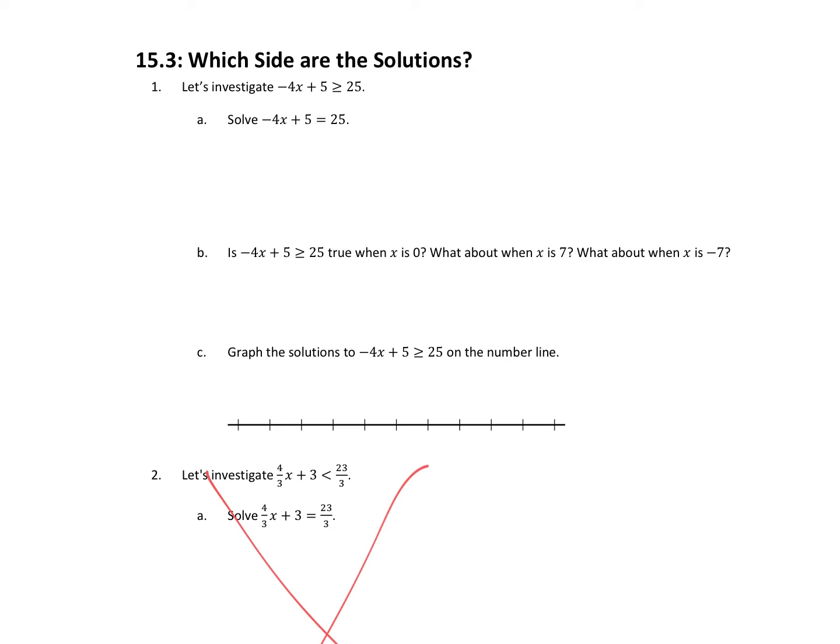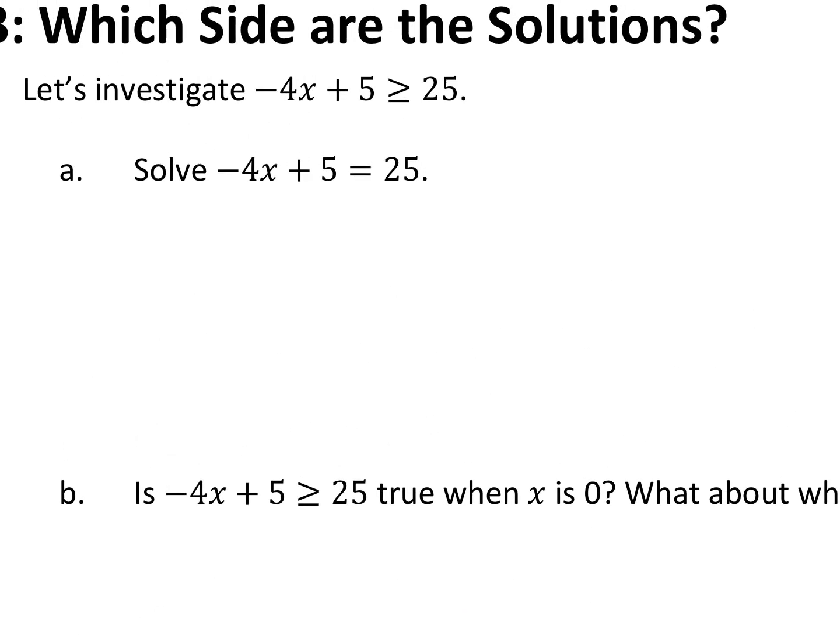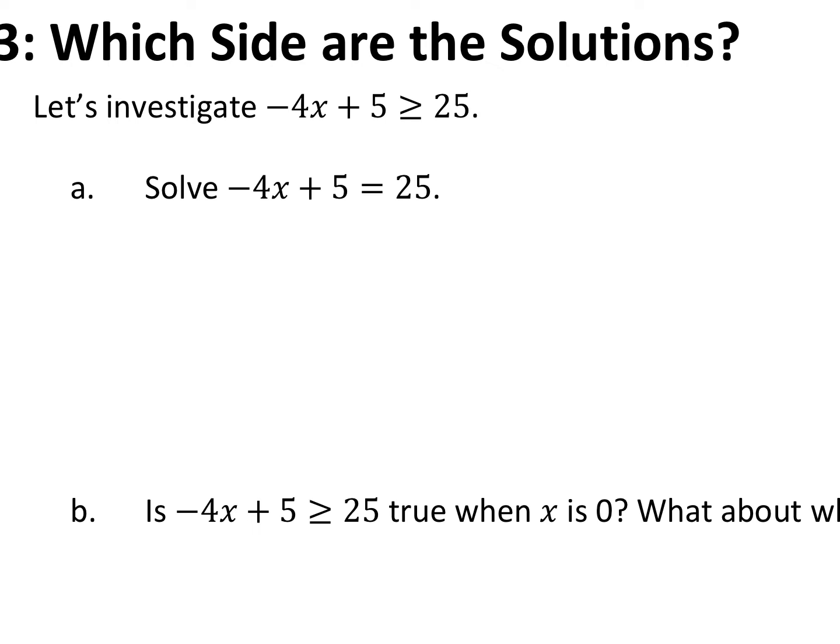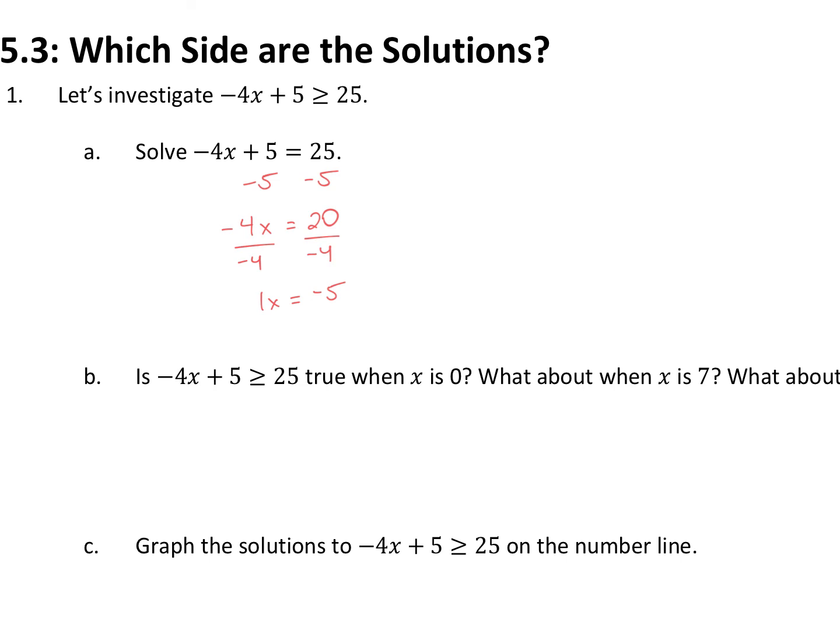All right, let's take a look at the first inequality. It says to solve it as an equation first. So let's go through that process. First, I'm going to subtract 5 from both sides. That gives me negative 4x equals 20. Then divide both sides by negative 4, and I get 1x is equal to negative 5. So I know that when x is negative 5, negative 4x plus 5 is equal to exactly 25. But I need it to be greater than or equal to 25. So we need to decide if I want solutions bigger than negative 5 or smaller than negative 5.